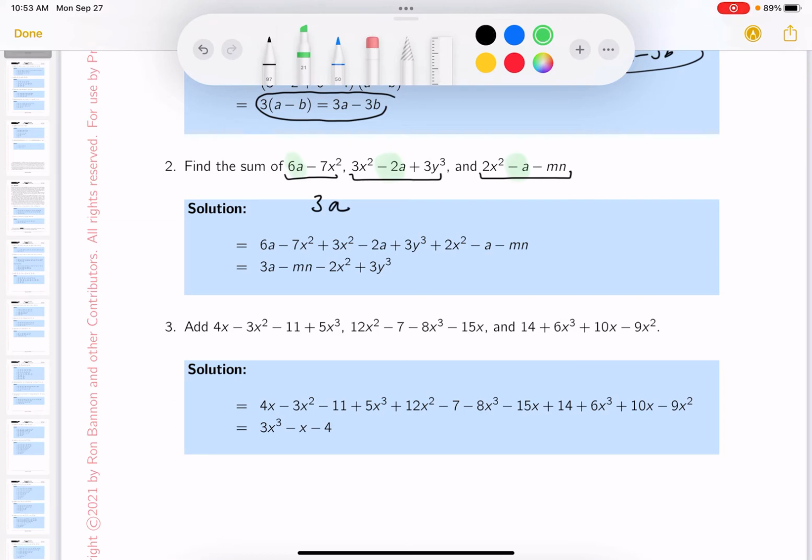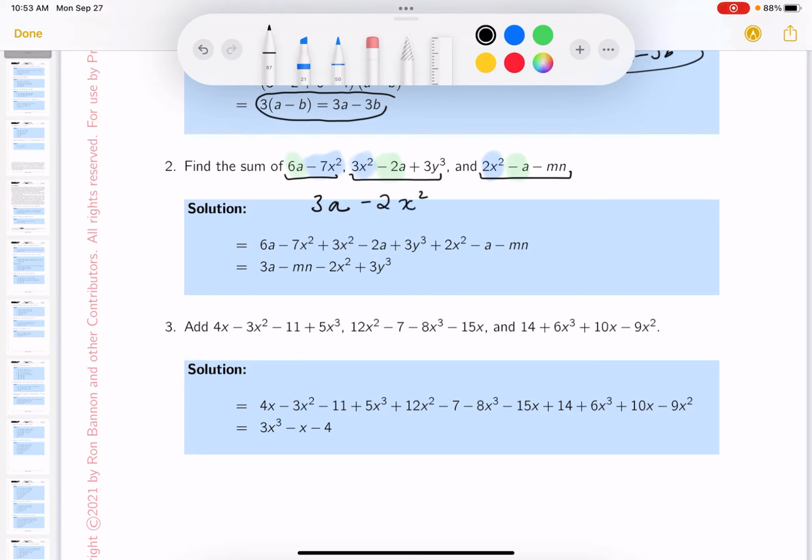All right, the next term I'm looking at is x squareds. I'm going to look around for x squareds, and I'm seeing a bunch of them. What I'm going to do is add their coefficients together. So minus 7 plus 3 is minus 4, and minus 4 plus 2 is going to be minus 2. I'll write that down for you. All right, let's keep looking through it.